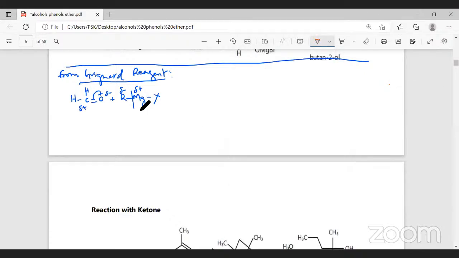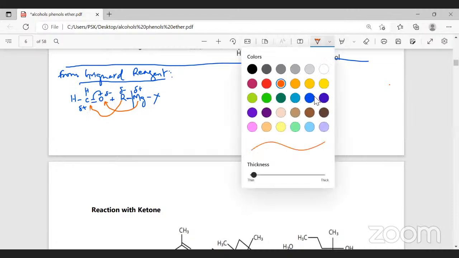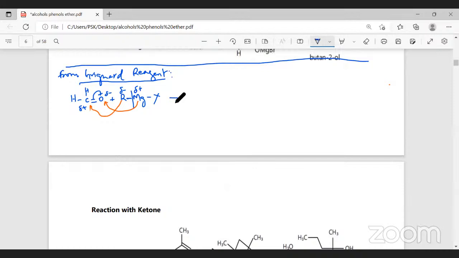So now what happens? Oxygen is negative. Therefore, magnesium and X will attack oxygen. And here this carbon is positive. Therefore, this R group attacks carbon. So what will I get? I will get an intermediate compound.